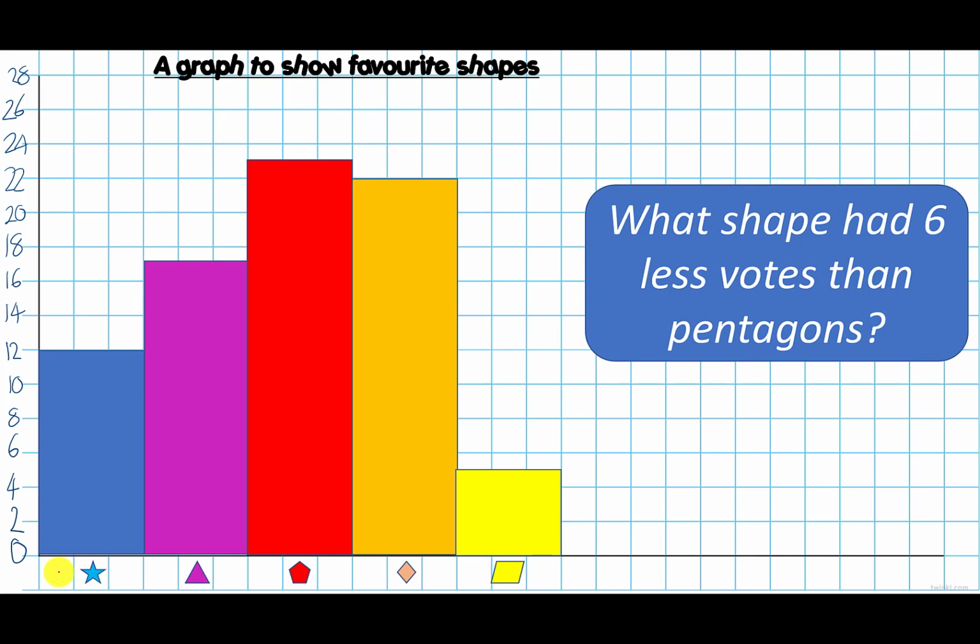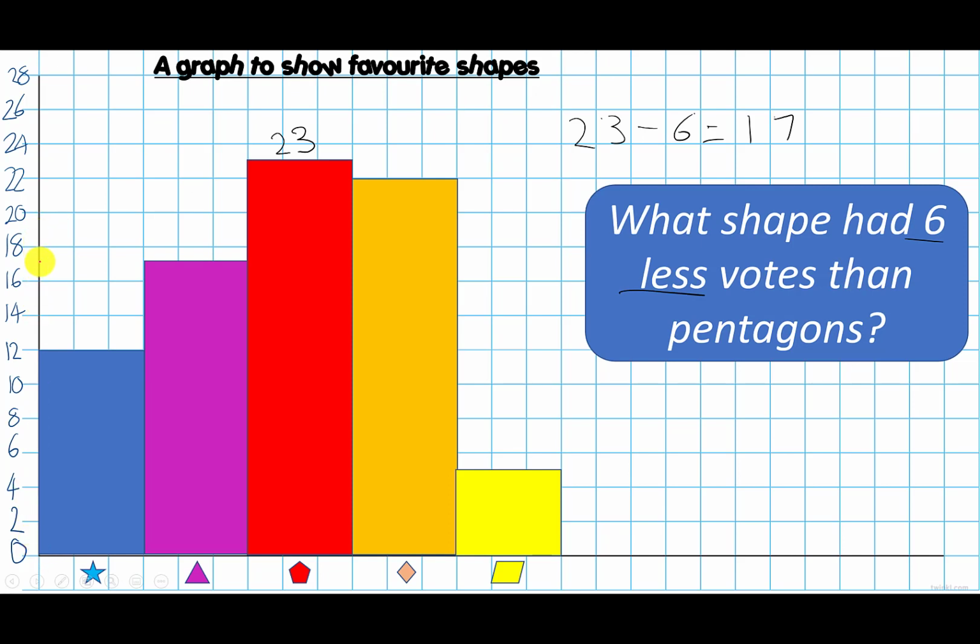Another common question: what shape had 6 less votes than pentagons? So pentagons, good idea to label it. Pentagons had 23. Which shape had 6 less? So what is 6 less than 23? So you might do 23 take away 6 equals 17. And then look for 17, look for the shape which had 17.